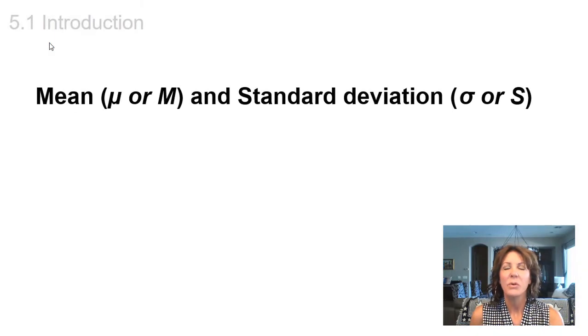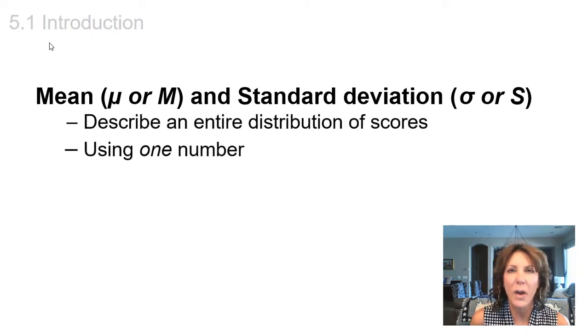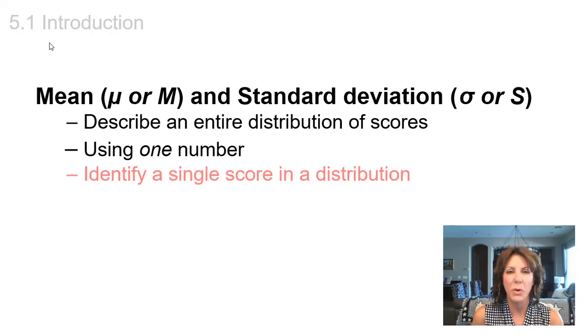So, just as a review, we use the mean and the standard deviation as a form of descriptive statistics. And we use one single number to describe an entire distribution of scores. So the mean is one number that describes where the scores tend to cluster, and the standard deviation is one number that describes how the scores vary on average from the mean. So these are the descriptive statistics we've been working with. They describe an entire distribution with one number.